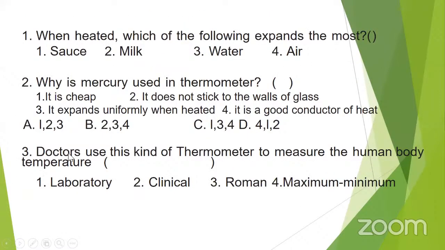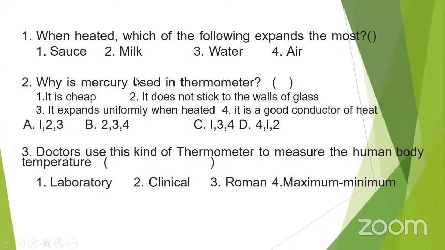Okay, now the first one, most of the children are answering water. Water is not correct. Air expands the most, but it is not consistent. At different temperatures, it expands differently. Therefore, this cannot be used as an element in the thermometer.